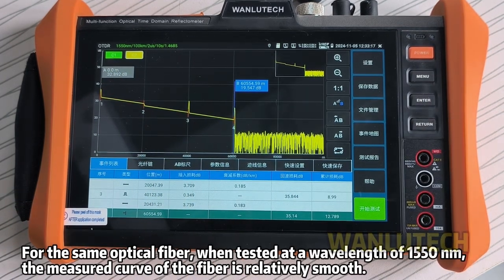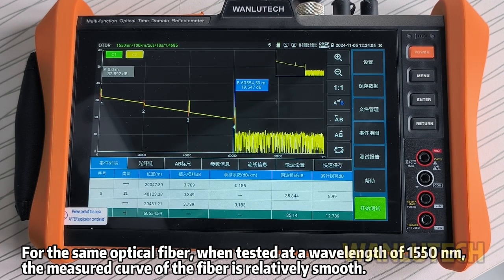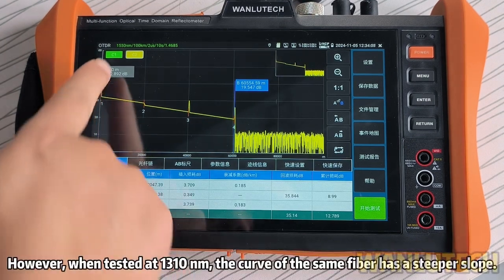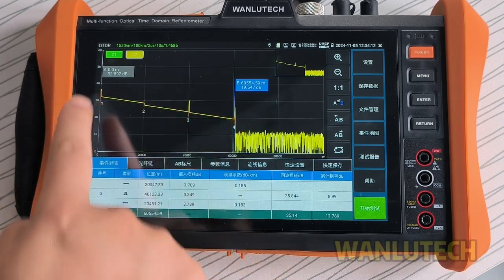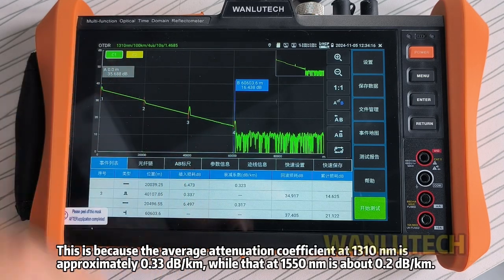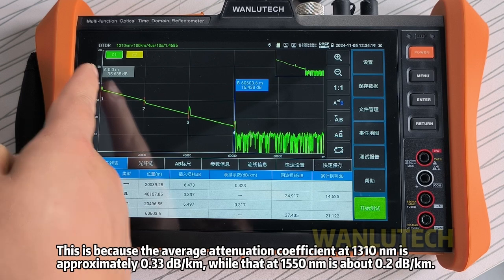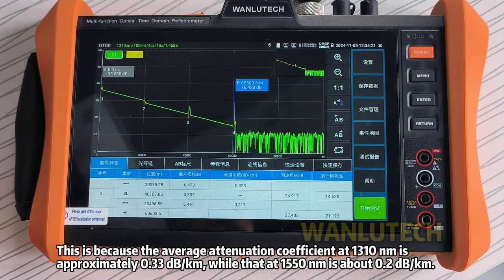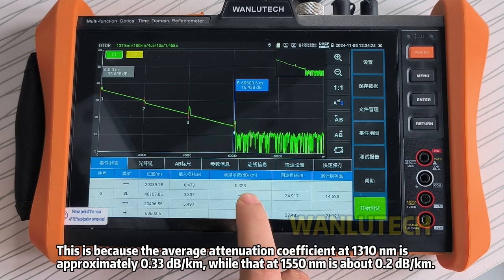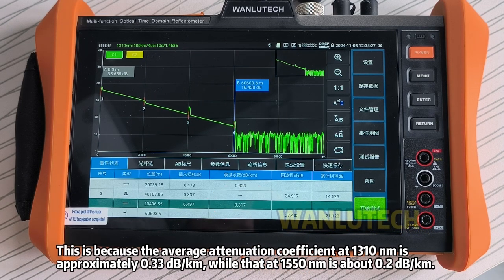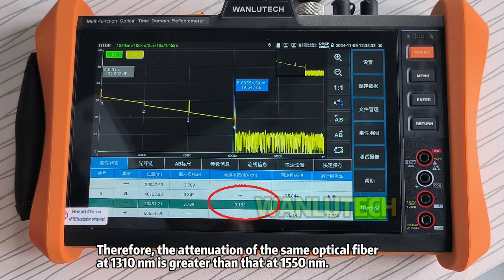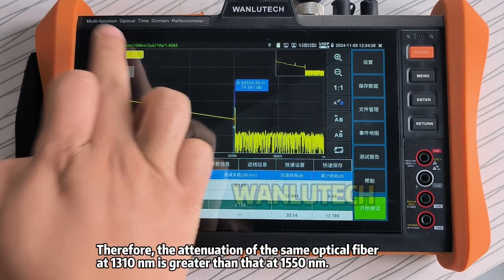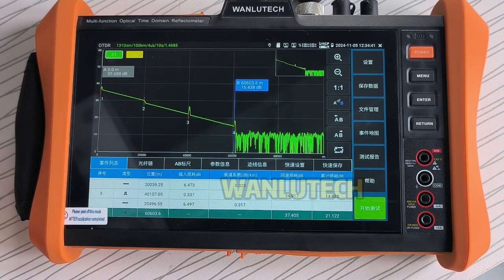For the same optical fiber, when tested at a wavelength of 1550 nanometers, the measured curve of the fiber is relatively smooth. However, when tested at 1310 nanometers, the curve of the same fiber has a steeper slope. This is because the average attenuation coefficient at 1310 nanometers is approximately 0.33 dB/km, while that at 1550 nanometers is about 0.2 dB/km. Therefore, the attenuation of the same optical fiber at 1310 nanometers is greater than that at 1550 nanometers.